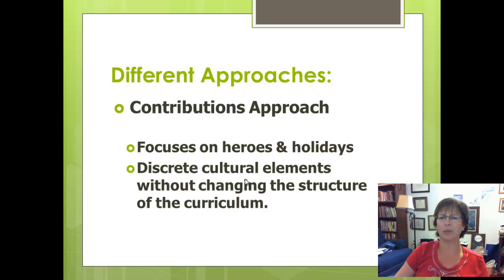And then he's also saying that this is a time period when we possibly put in discrete cultural elements without changing the structure of the curriculum, where we study what Hanukkah is, we study what Kwanzaa is, and we're really not changing the whole curriculum. We're just quickly introducing students to what's happening.